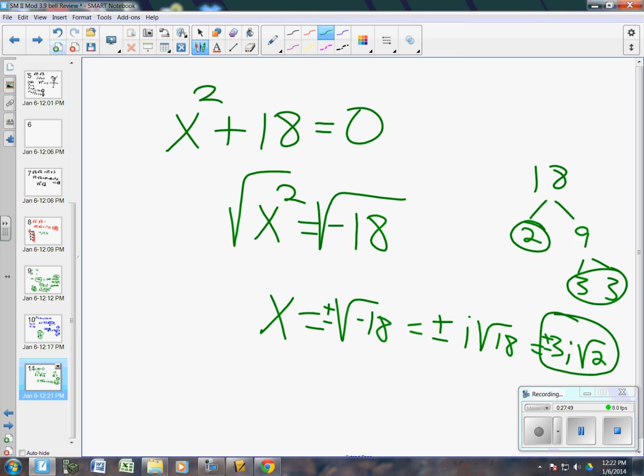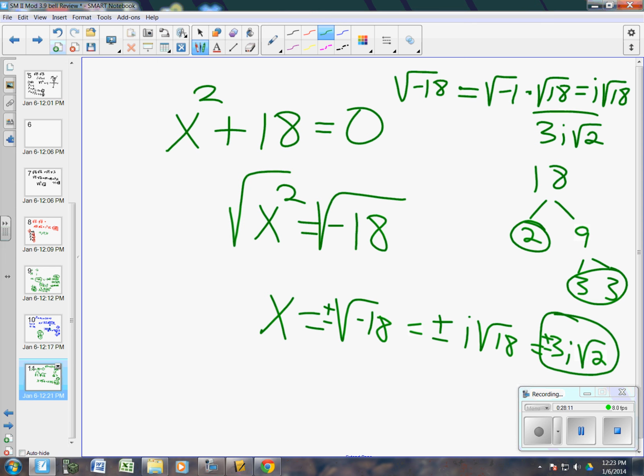Anytime you take the square root of a negative number, you're going to have an i, right? Let me rewrite it up here. The square root of negative 18 can be rewritten as the square root of negative 1 times the square root of 18, which is i root 18, right? And then root 18 can be rewritten as 3 root 2. So I have 3i root 2. Now, why do I have a plus and a minus? Yeah, I have two solutions.